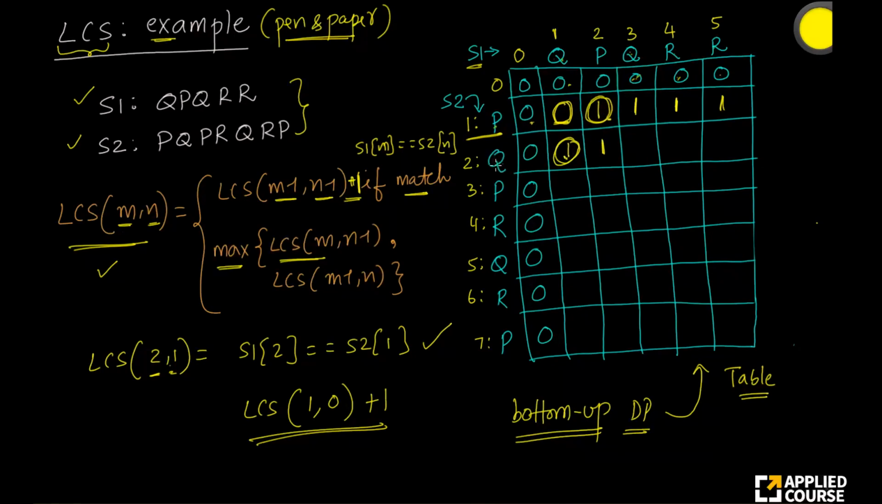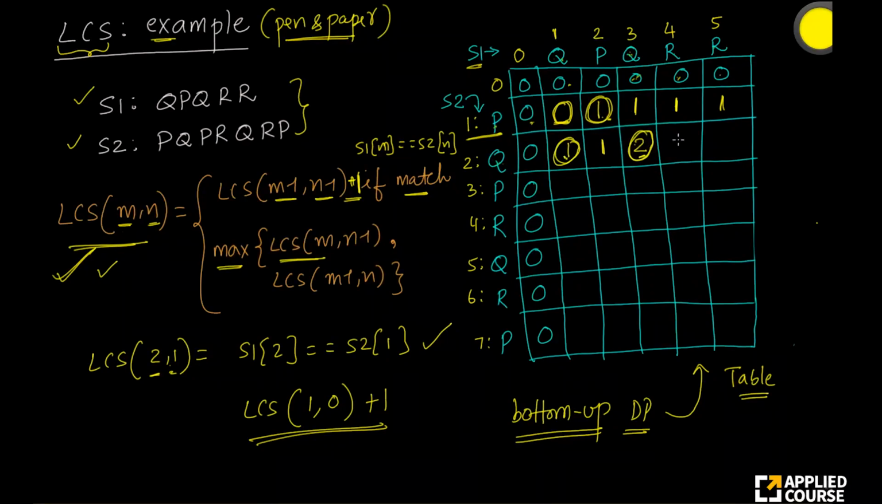Now Q and Q match. Look at this. Q and Q match again. Because Q and Q match, what should I do? Look at this. Q and Q match here, the last one. So what am I computing here? Again, just follow this formula. Q and Q match, which means 1 plus this value, which is 2. Again, circle this because we got a match here.